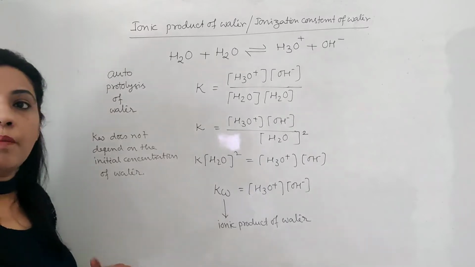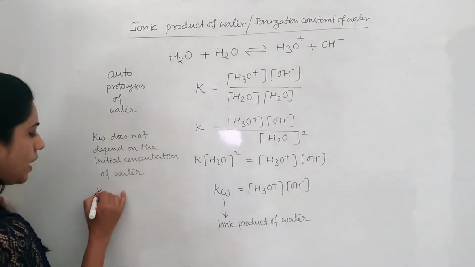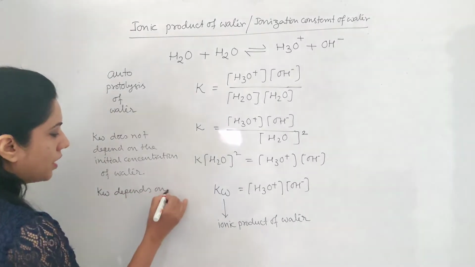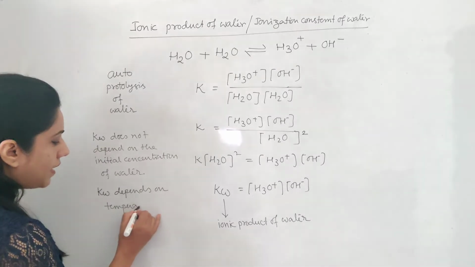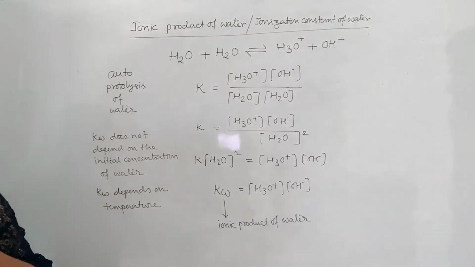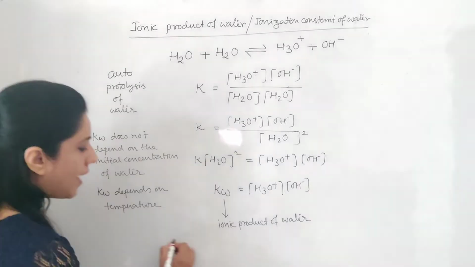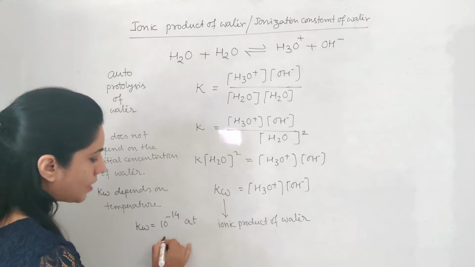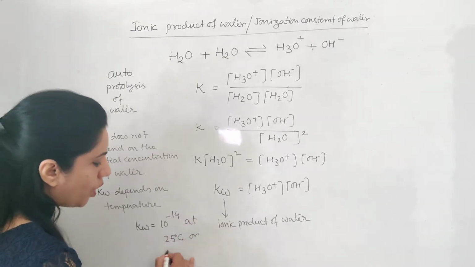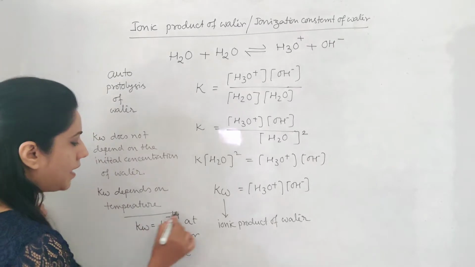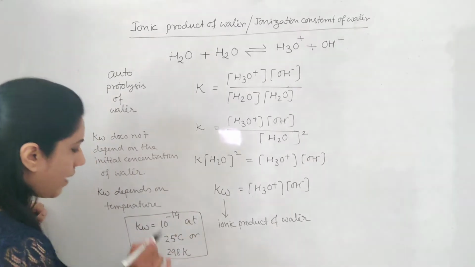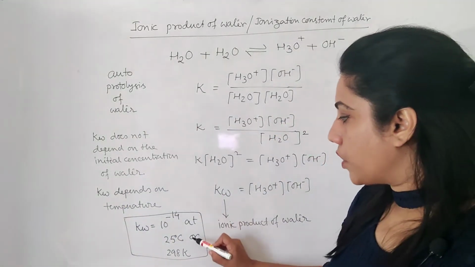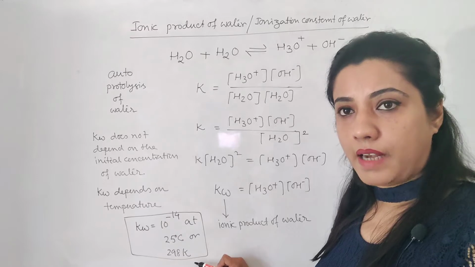So what is the factor on which Kw depends? It is the temperature. Temperature is the only factor on which Kw depends, and it has been found that the value of Kw is equal to 10 raised to power minus 14 at 25 degrees Celsius or 298 Kelvin. Please write it down. This is very, very important. We are going to use this value many times. The value of Kw is 10 raised to power minus 14 at 25 degrees Celsius or 298 Kelvin temperature.